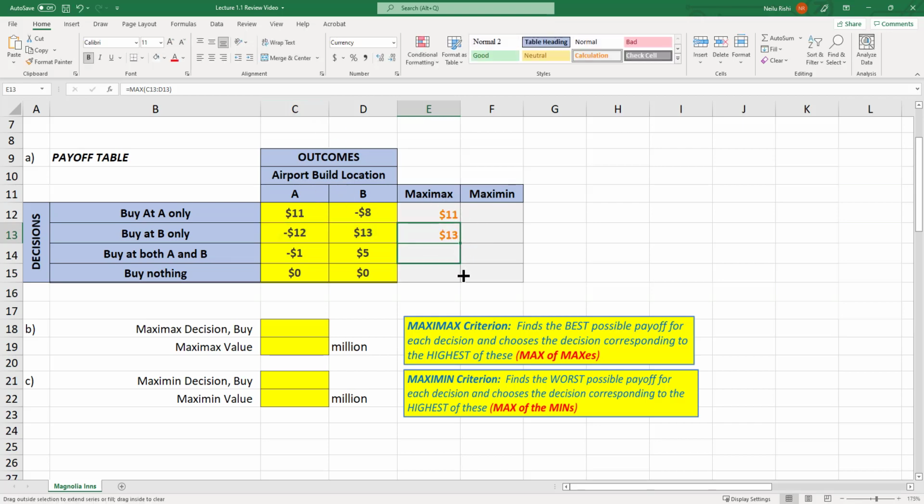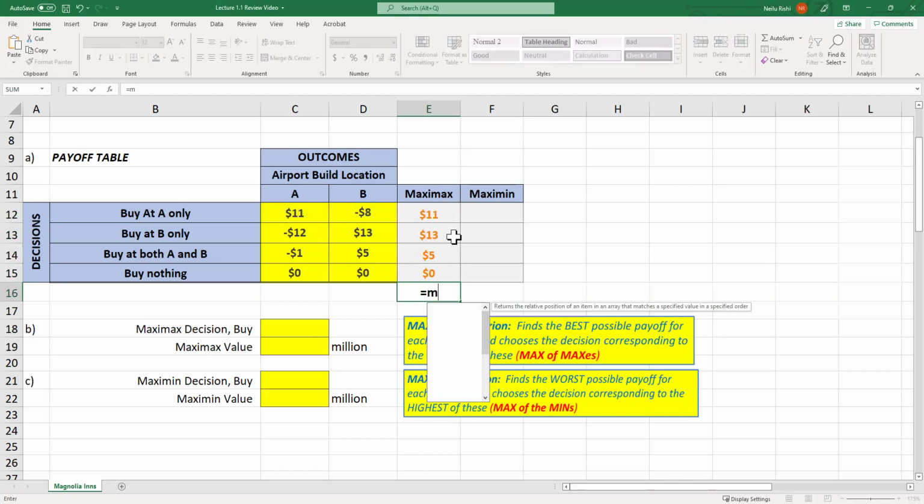You can simply drag this cell down. And now what you can see is that we've calculated the max of these two values, the max of these two values, and so forth. Now the last step to calculating the maximax would be to choose the decision corresponding to the highest of these maximax values. We want the max of these maxes we calculated.